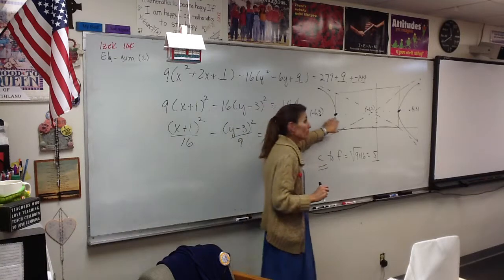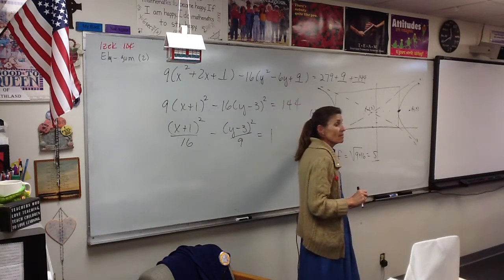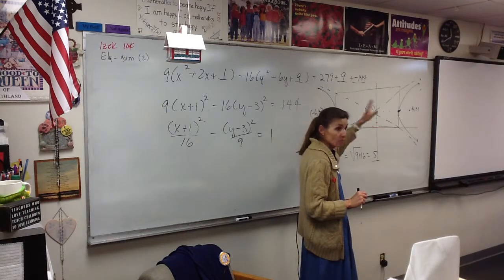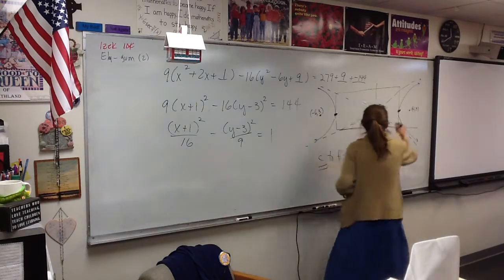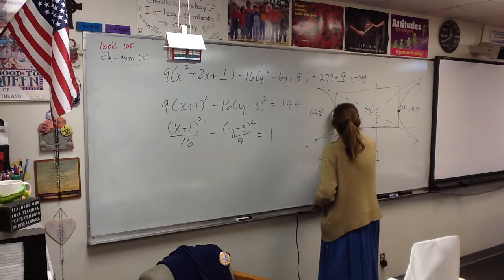Now, I never labeled my vertices. That would be, go back and forth 4. So that would be 3, 3, and negative 5, 3.